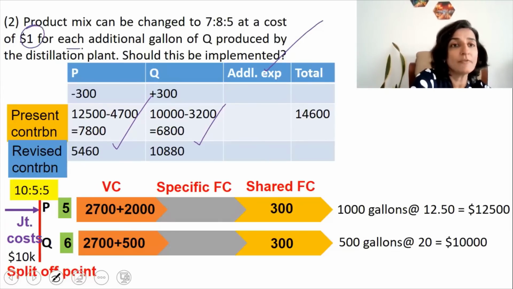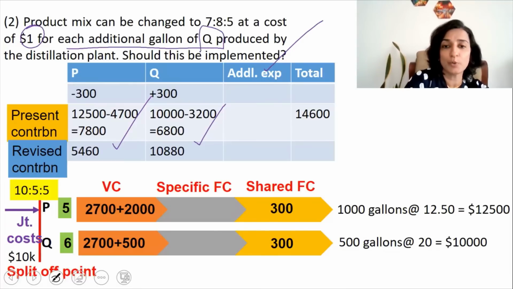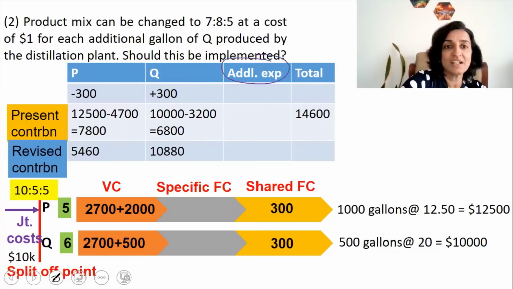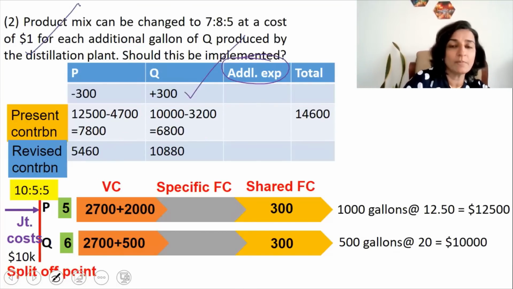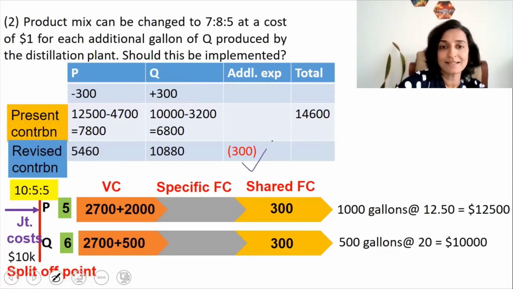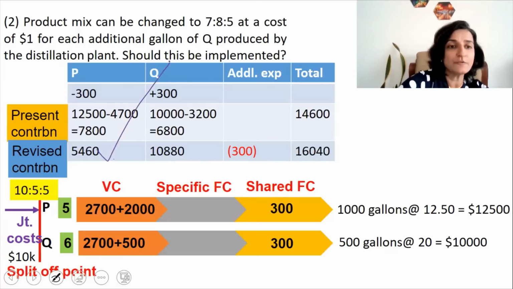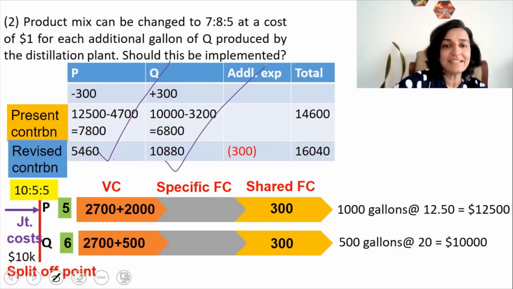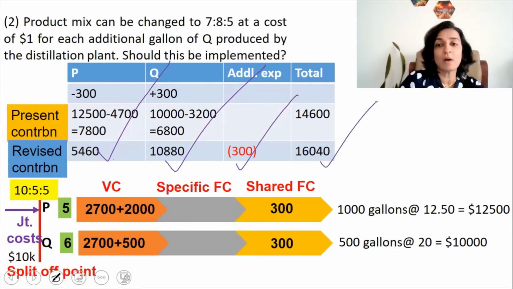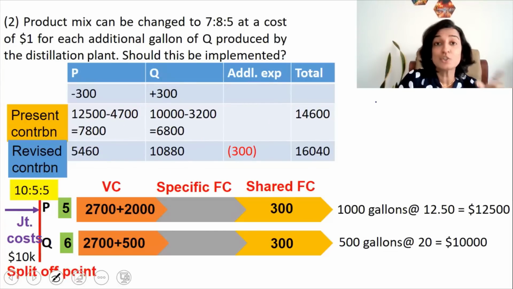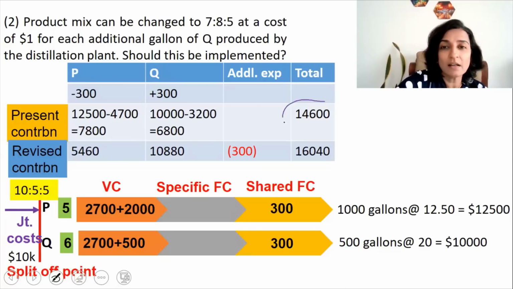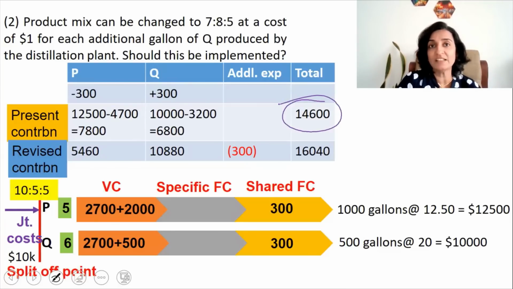We have an additional expense because of our revised product mix. It is $1 for each additional gallon of Q produced. So additional gallons of Q produced is 300. So the additional expense is 300 multiplied by $1 or $300. Since it is an expense, I'm going to put that in bracket for reducing. So we get the total revised contribution as $5,460 plus 10,880 minus 300, giving an amount of $16,040.